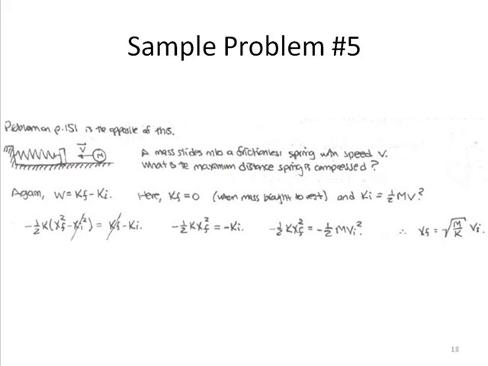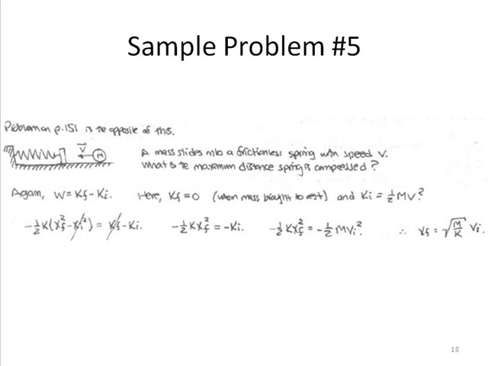A similar problem is found on page 151 of the book. In this case, we have a body that's sliding into a frictionless spring at some speed v, and we want to know what is the maximum distance the spring is compressed. Well, the work is equal to the change of kinetic energy. So therefore, this is really the opposite of the other problem.